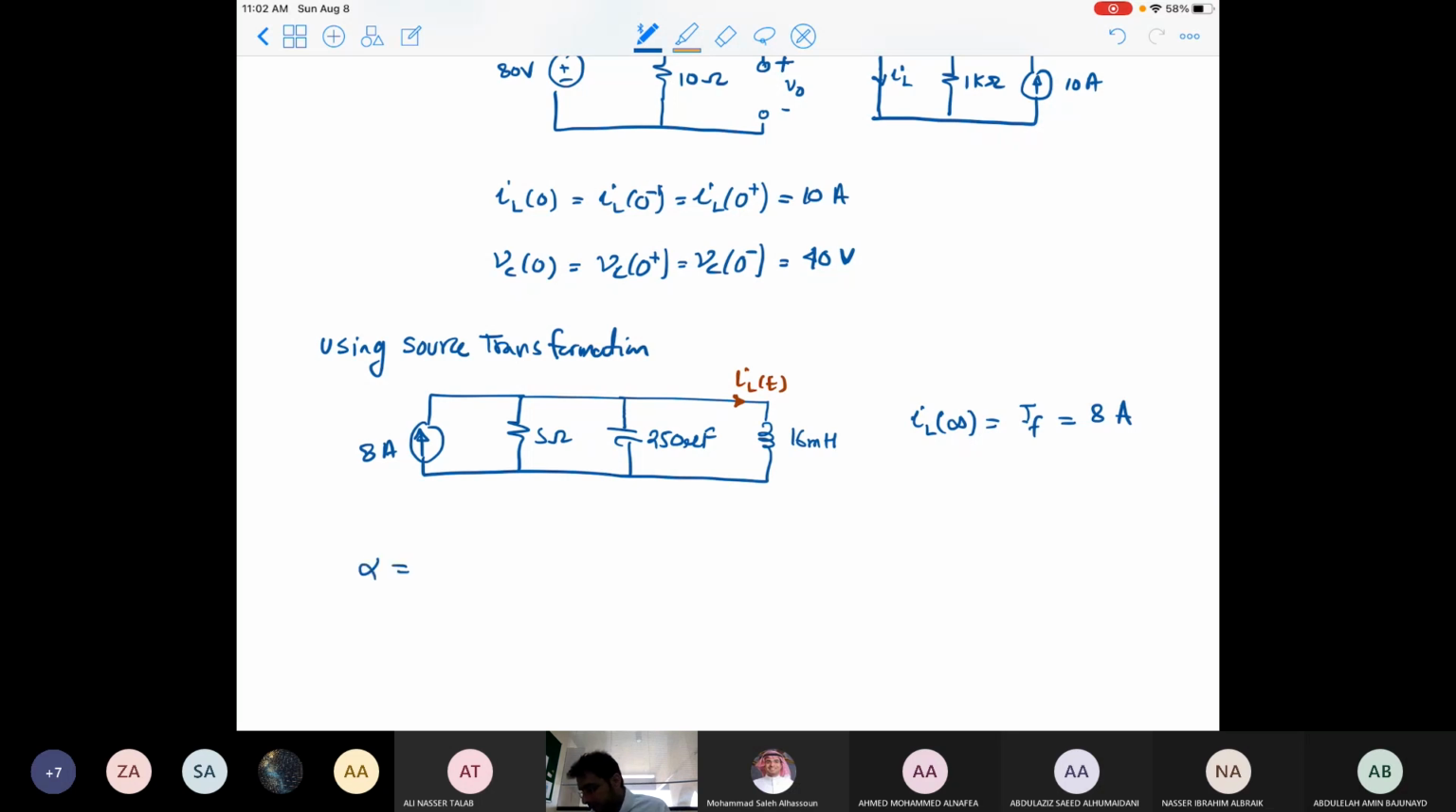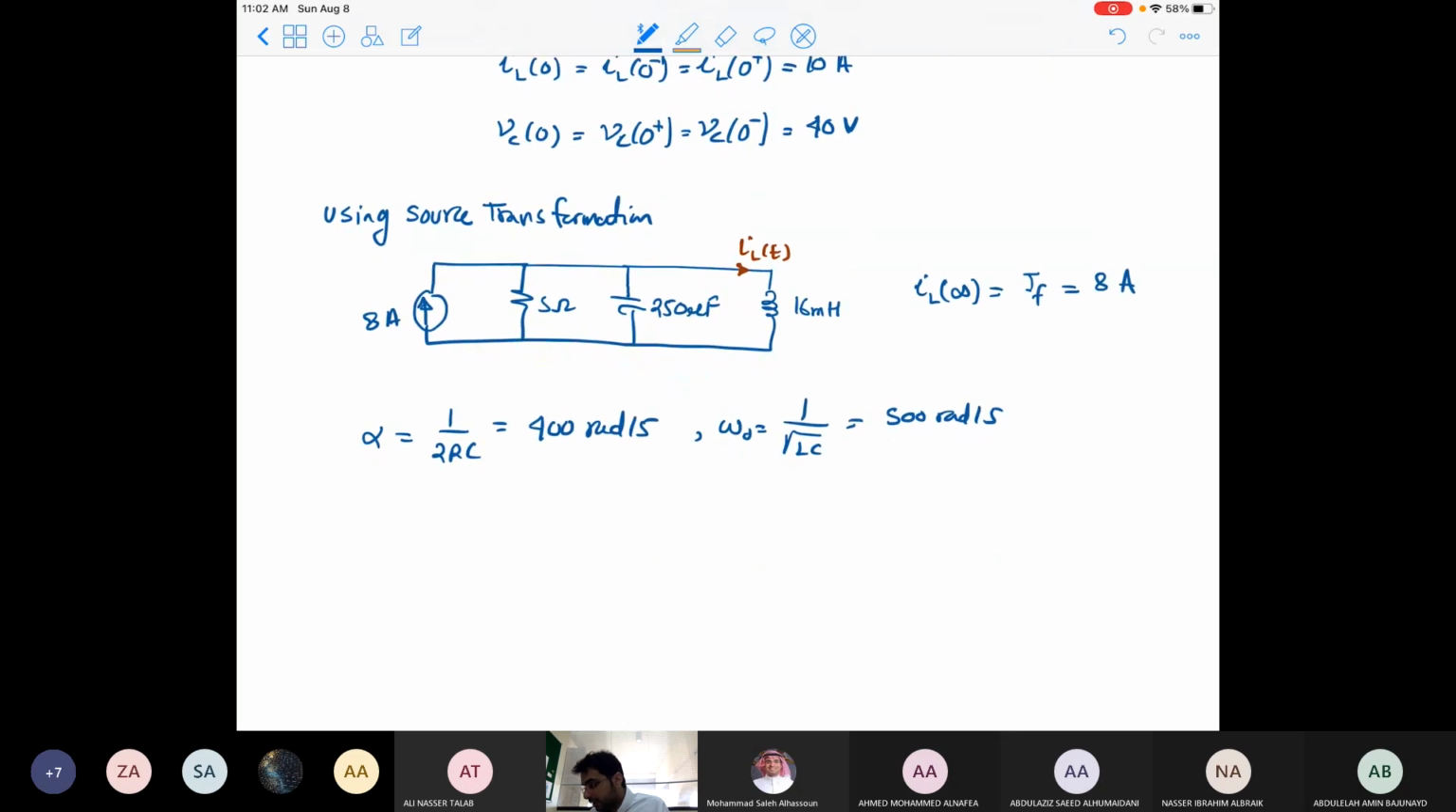So let's find alpha. Alpha is 1/2RC. And if I do the calculation, I'm going to get 400 radians per second. Omega naught is 1/square root of LC. If I do the calculation, I'm going to get 500 radians per second. So clearly, omega naught is greater than alpha. So this implies that the response that I have is going to be underdamped.